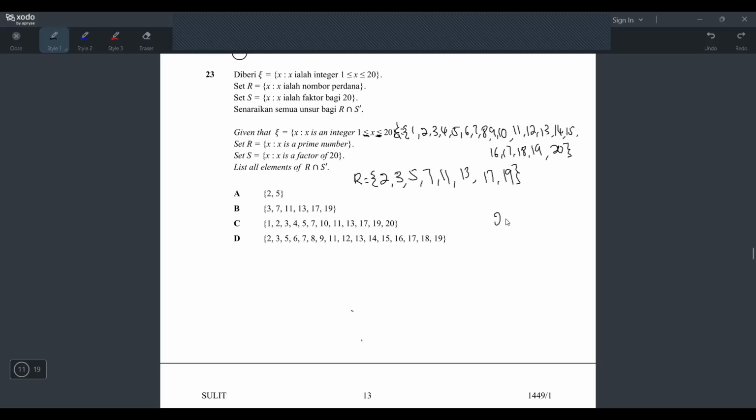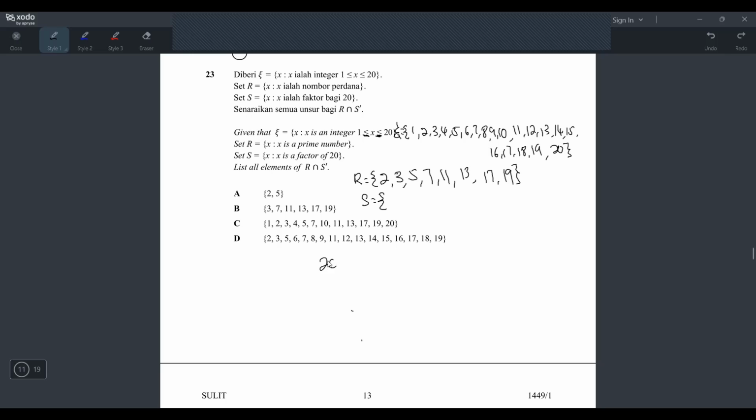What about 23? 23 also prime number, why I never write here? Remember, if the soalan got universal set, you have to make sure semua nombor yang you tulis ada dalam universal baru boleh tulis. So 23 it's a prime number, but you cannot write because dia tak ada dalam universal. That's why tak boleh tulis dalam sini. Right? So remember that.